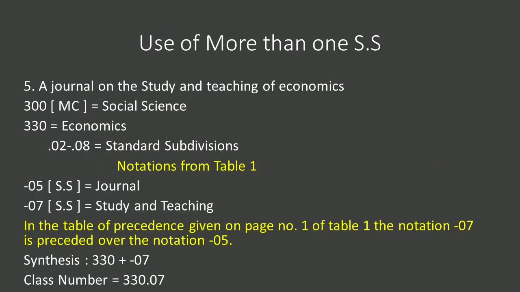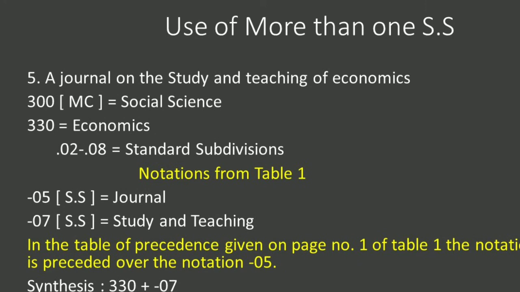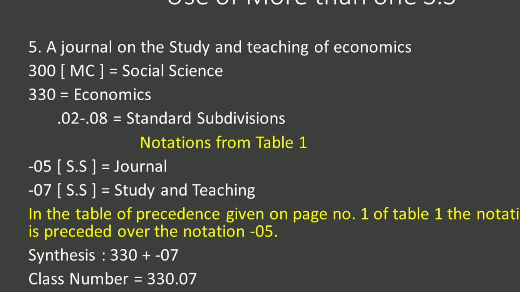The synthesis will be 330 plus dash 07. The class number will be 330.07. Here we also use two zeros between the main notation and the notation of standard subdivision, because here is the instruction for using the standard notation .02 dash .08 standard subdivision. We have to use standard subdivision this way. That is why we have taken dash 07, not only the 7.